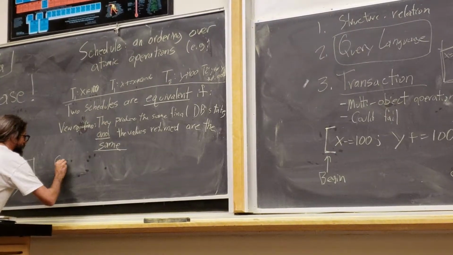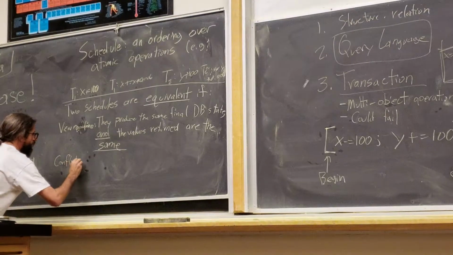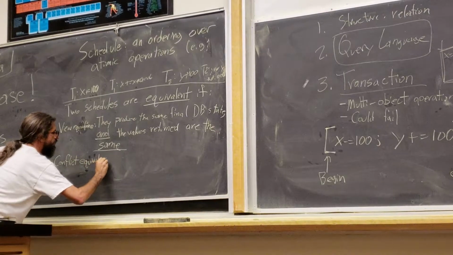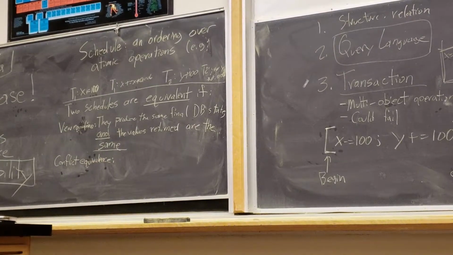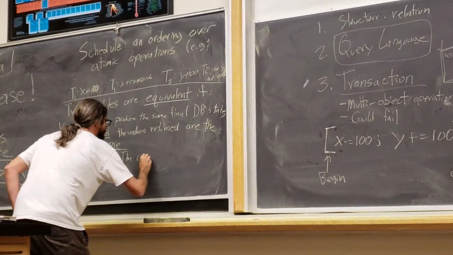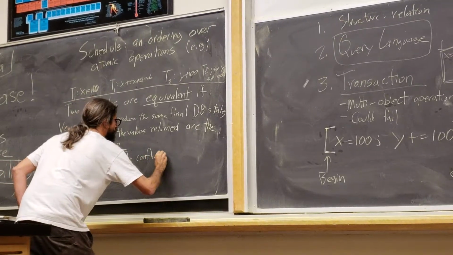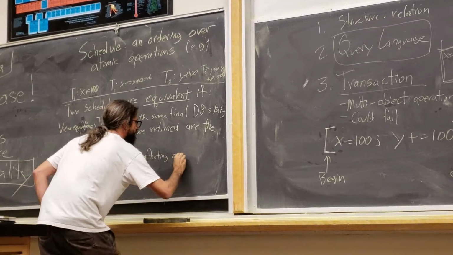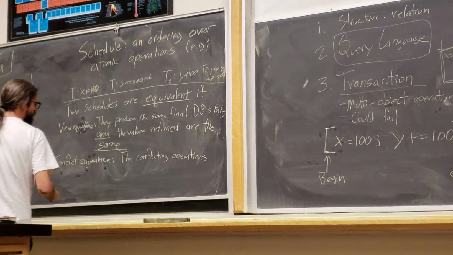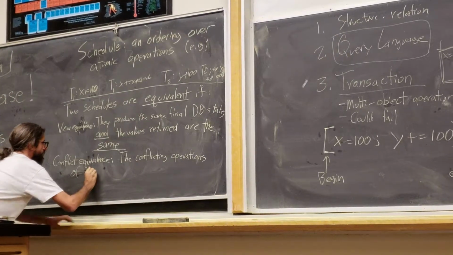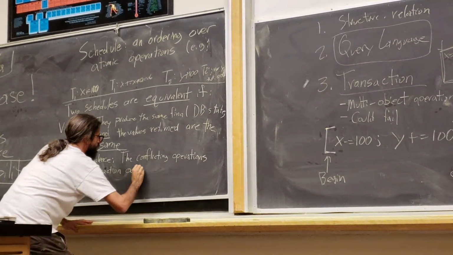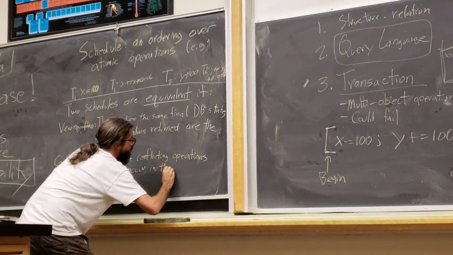Instead, what we use is a stricter concept called conflict equivalence, which says the conflicting operations of transactions occur in the same total order.